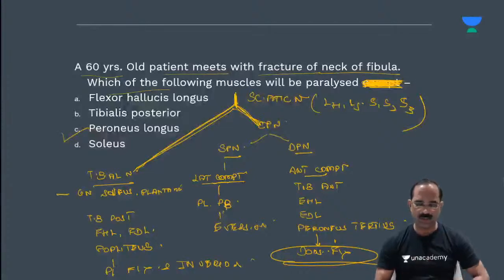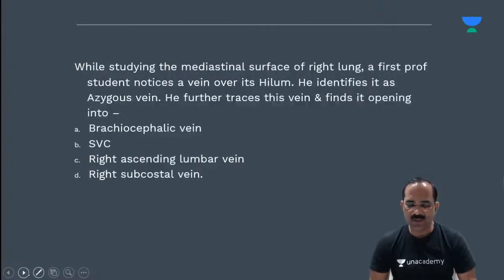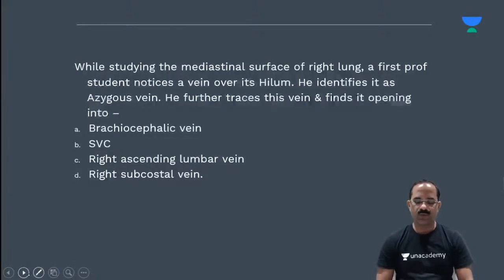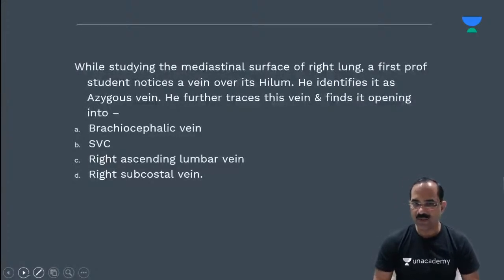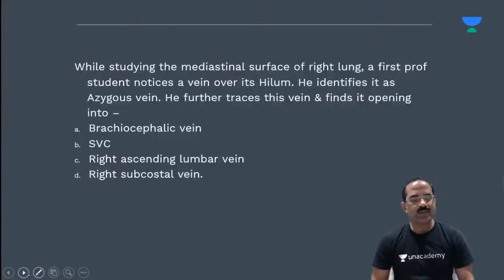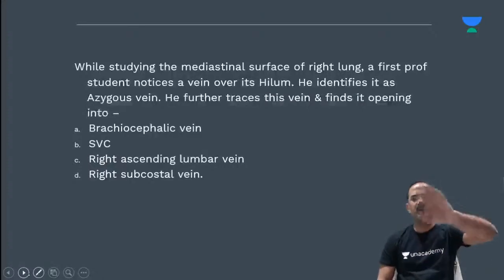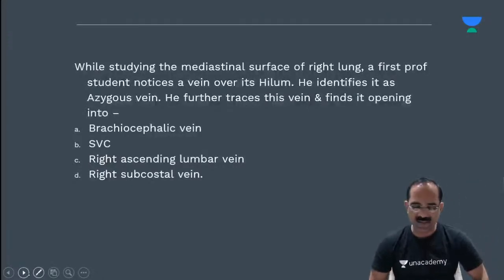Okay, I'll proceed. See the next MCQ. While studying the mediastinal surface of the right lung, a first prof student notices a vein over its hilum. Something clicks in your mind. He identifies it as the azygous vein. So it is already answered. The structure which arches over the hilum of the right lung is the azygous vein.